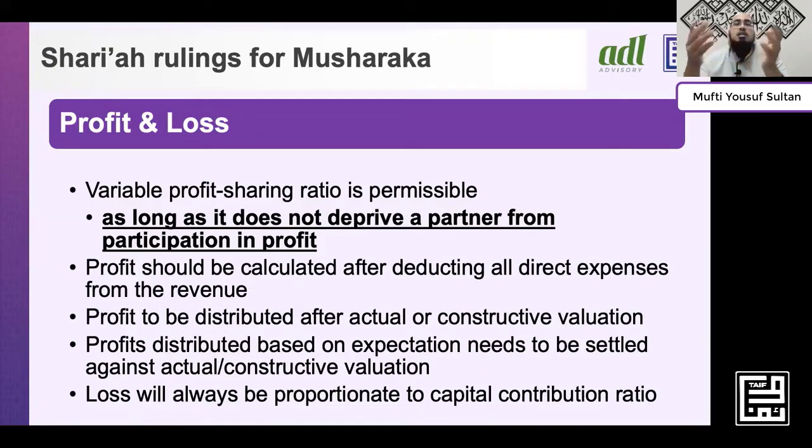Let's say initially he mentioned that there could be an expected profit of 7%. Now there was a loss because of his negligence. Now, is he liable to give that profit as well? No, because there was no profit. If there was profit, there was no loss. If there is a loss, then there is no profit. It's as simple as that. So he will only be liable up to the capital only.